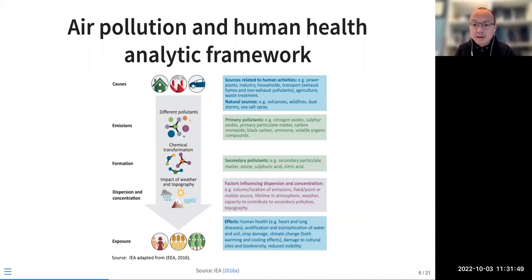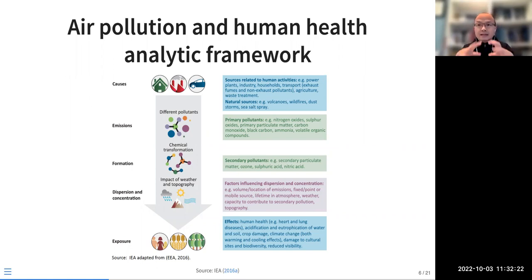Sometimes air pollution reduces visibility, which creates problems of more traffic and accidents, and also impacts human psychology, because you may not feel happy when you see severe air pollution.